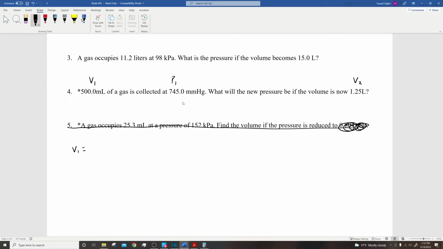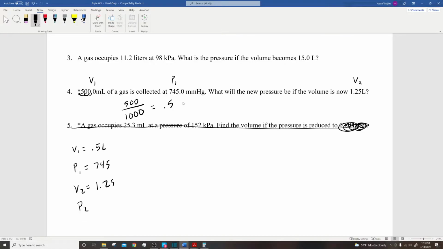So V1 is equal to 500 milliliters. But to convert this to liters, all we got to do is move our decimal point over 3 spaces. So 1, 2, 3. That gives us 0.5 liters. Another way to do this is 500 divided by 1,000, which also equals 0.5. But I teach y'all the moving the decimal method because that's going to work every single time forever and ever. So V1 is equal to 0.5 liters. P1 is going to be equal to 745 mmHg. And then V2 is equal to 1.25. And then P2 is what we're solving for.